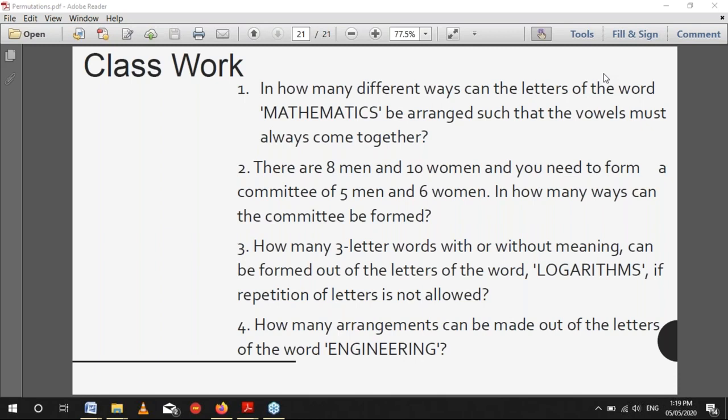So how many of us have submitted? I'm checking my mail now.